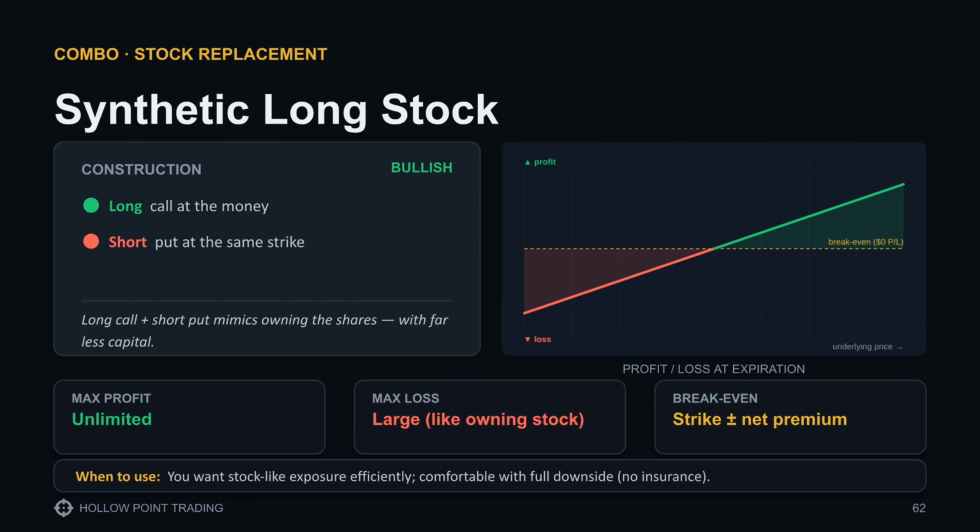Next is the synthetic long stock, which replaces actual shares with options. By longing an at-the-money call and shorting a put at the same strike, you mimic owning the stock, but with far less capital. It offers unlimited profit potential but carries the same large downside risk as owning the shares directly.